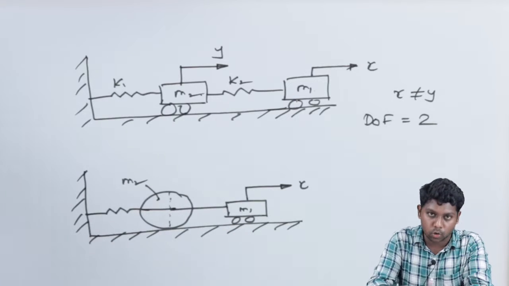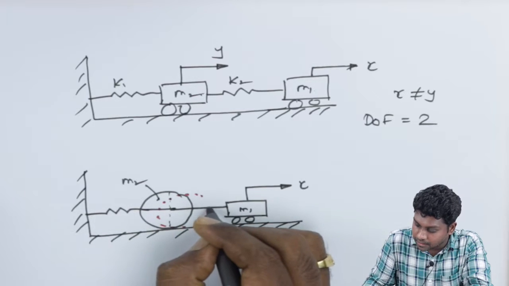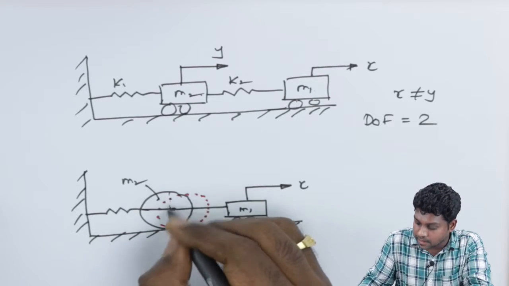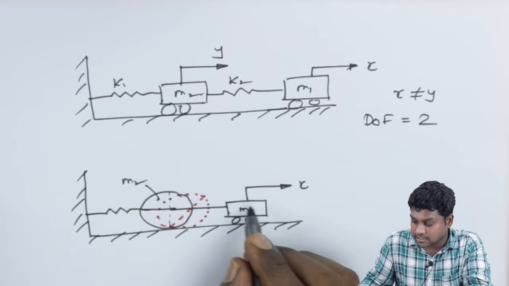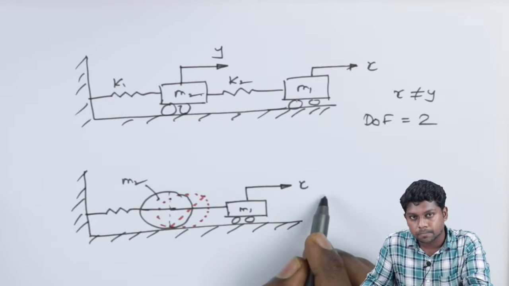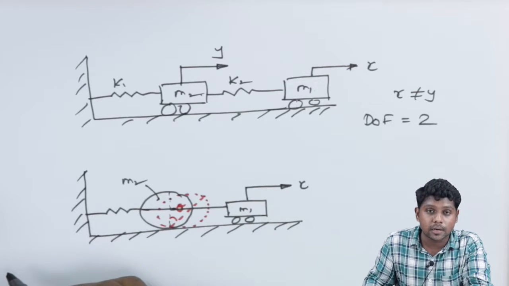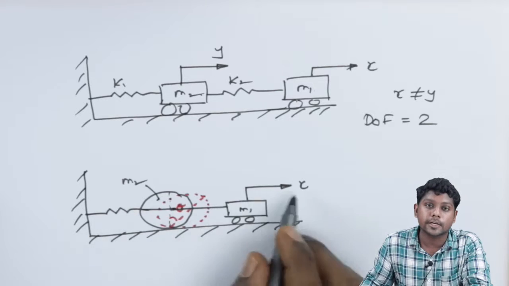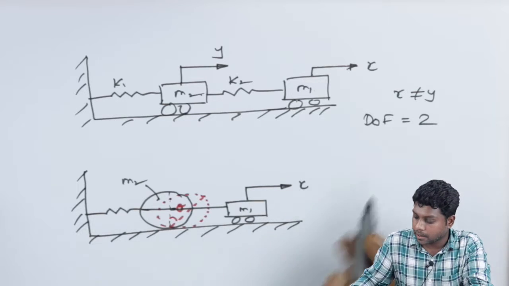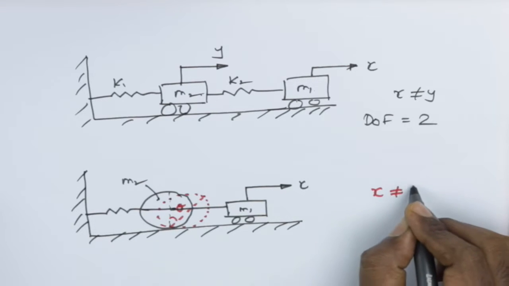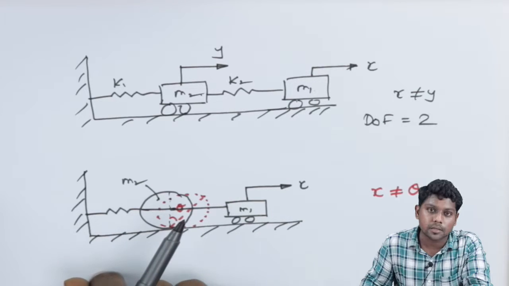If I want to represent that rolling motion, the disk will occupy a new position somewhere like this. So this diameter will be shifted in this way. So even though this mass m1 has performed a linear displacement, this disk is subjected to an angular displacement, let us say theta. So here we have come across two different coordinates. x is a linear coordinate and theta is the angular coordinate. But even though x and theta are two different coordinates, they are interrelated with each other. They are dependent on each other.